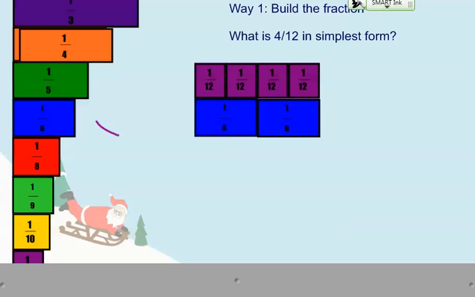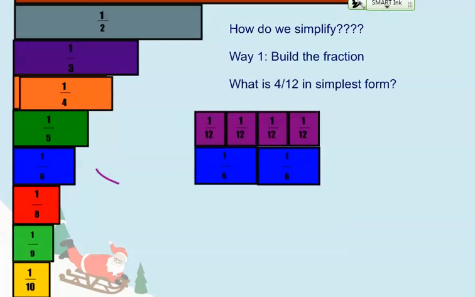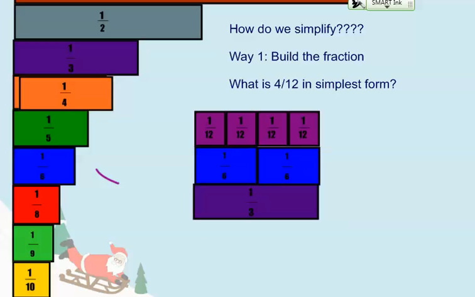So let's see if we can go smaller. Does 5 go into 6? No. Does 4 go into 6? No. Does 3 go into 6? Yeah, it does. How many times? Twice, you're right. So we're going to take this and slide it right here. Now you can't get any smaller than 1 piece.